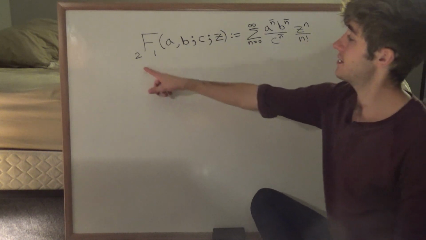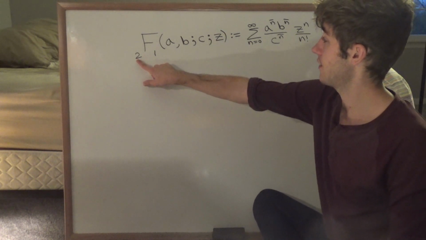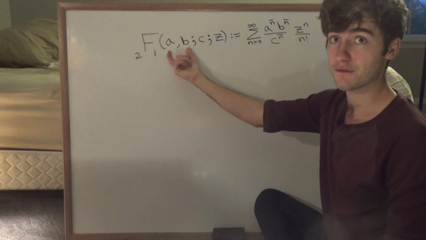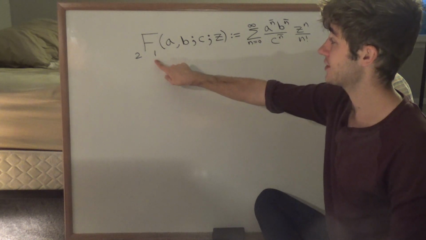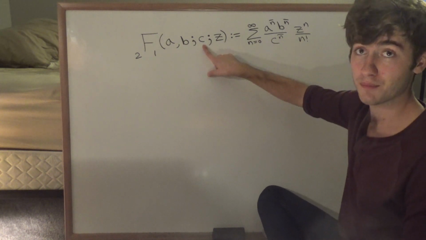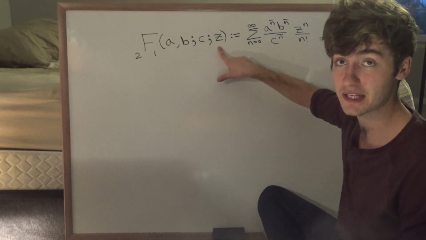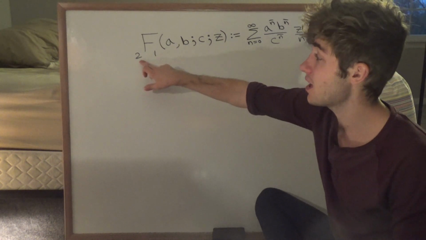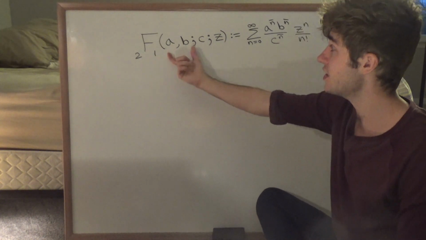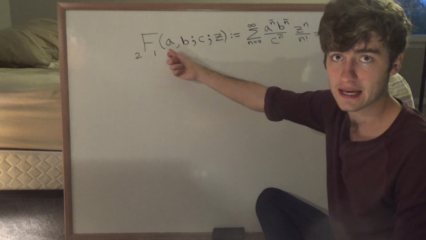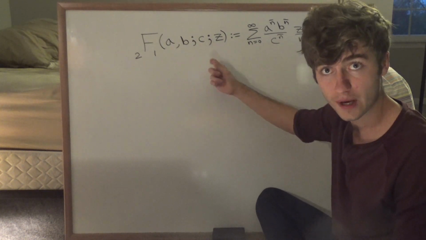And so why is this a 2 and a 1? This is a 2 here on the left because there are two different inputs before the semicolon, and this is a 1 on the right because there's one input here between the semicolons, and then the z is always by itself. If this were some integer p, then you would have p different inputs here, like a sub 1, a sub 2, a sub 3, all the way up to a sub p.